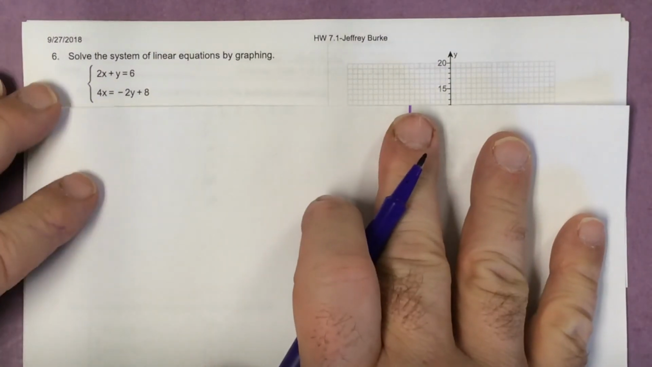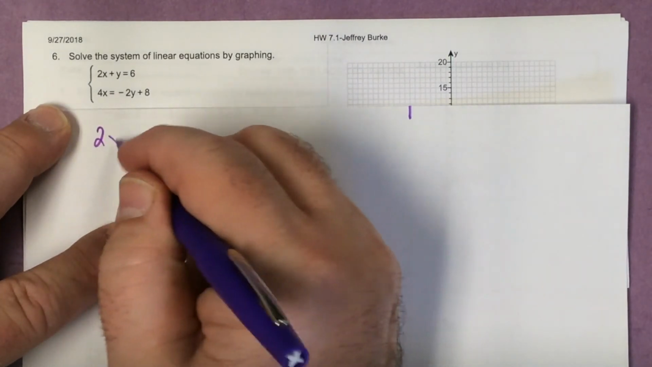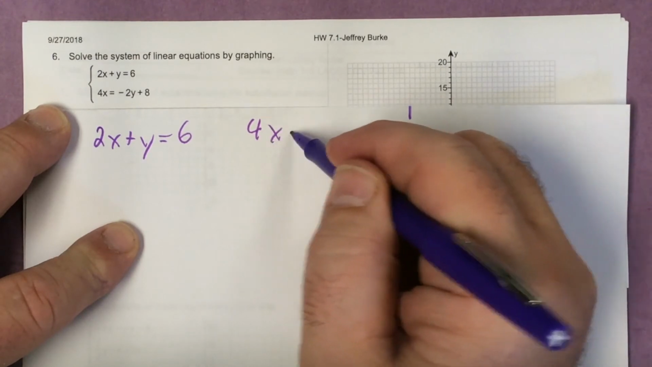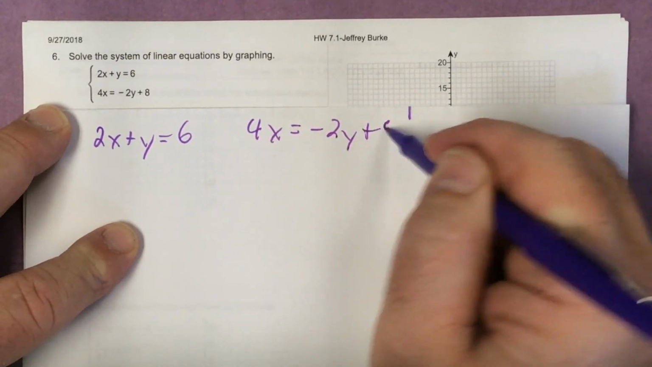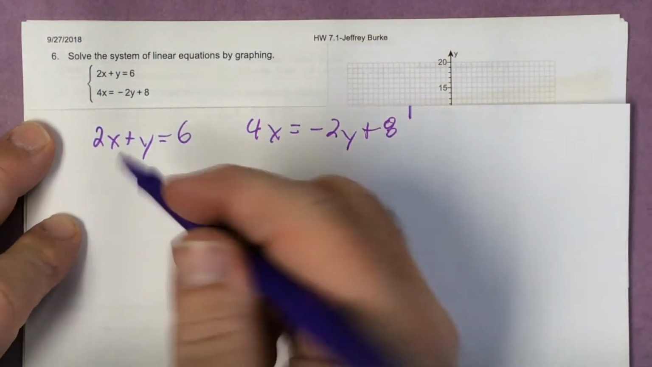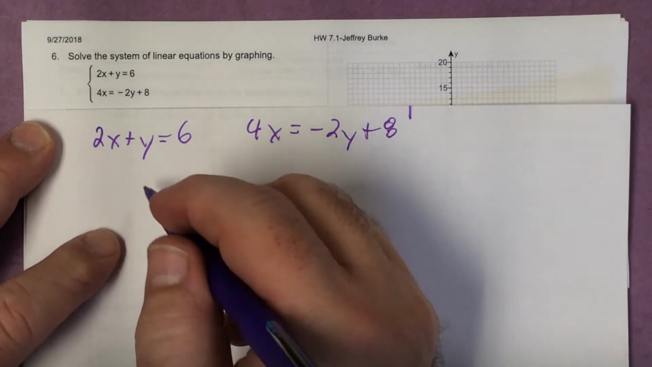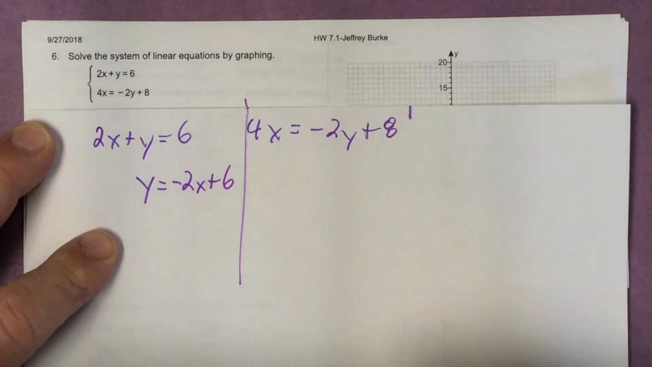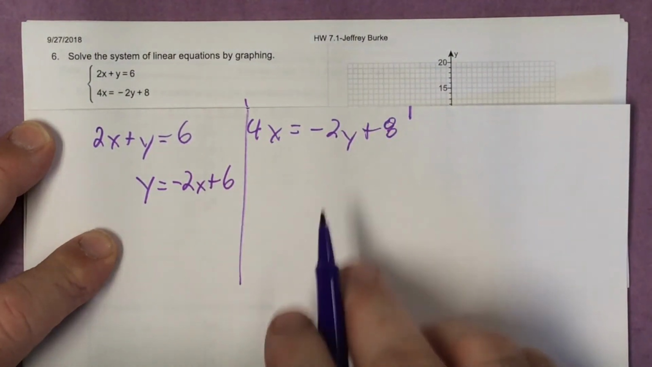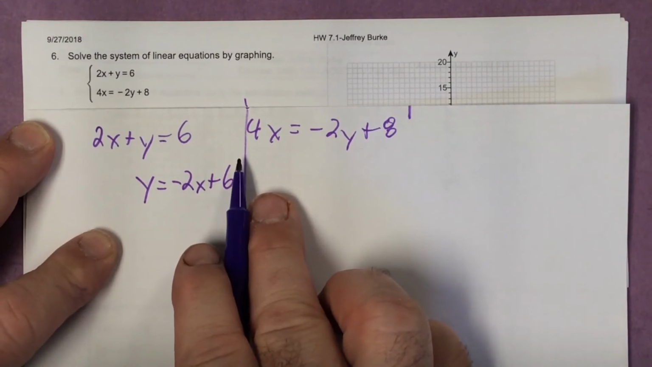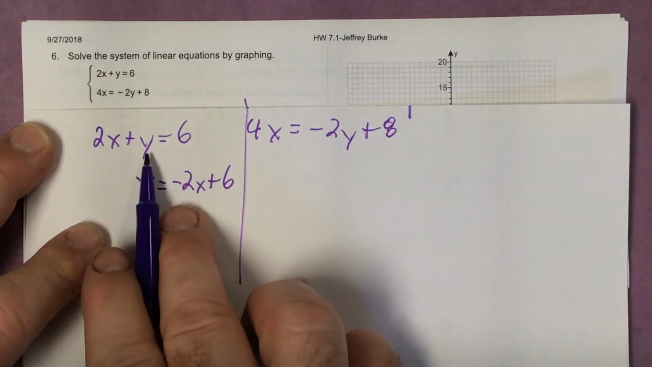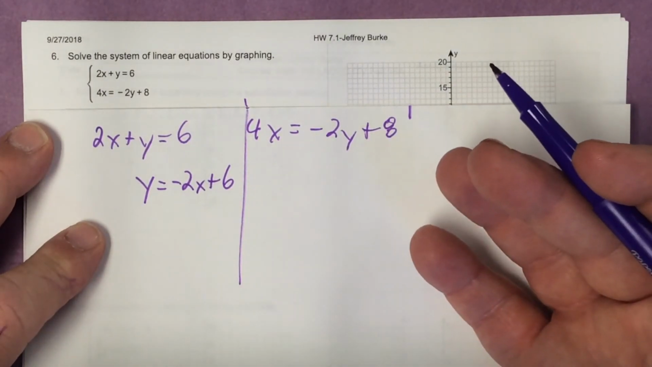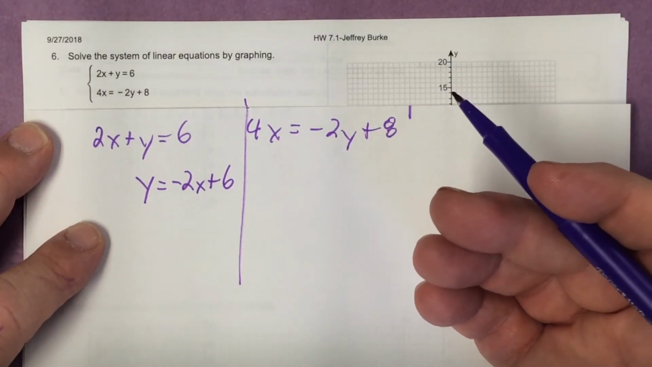Okay, so let's see how you adjusted these things here. So we're going to have 2x plus y is equal to 6. And then we're going to have 4x equals negative 2y plus 8. So what I would do is move this x to the other side. That's going to be y equals negative 2x plus 6. Over here, I'm going to move the x to the opposite side and the y to the opposite side. So where this one was written in standard form, this one's just kind of a cluster of bleh. There's no real organization to this.